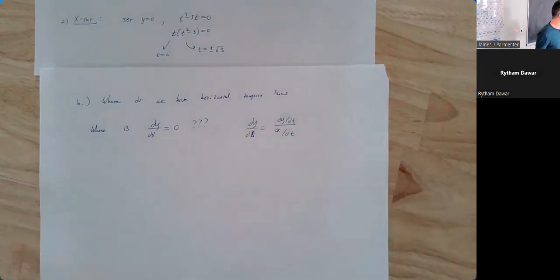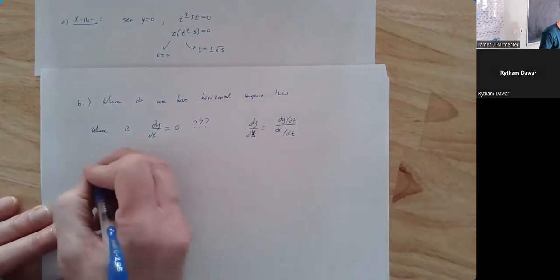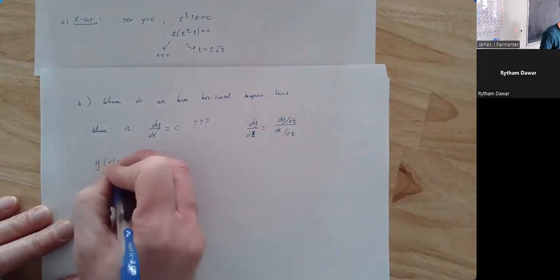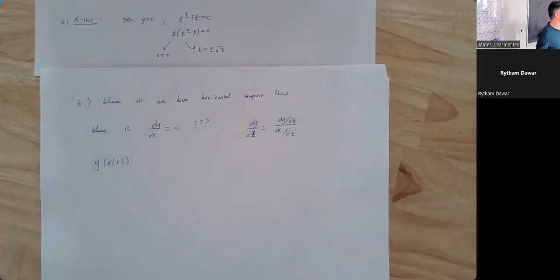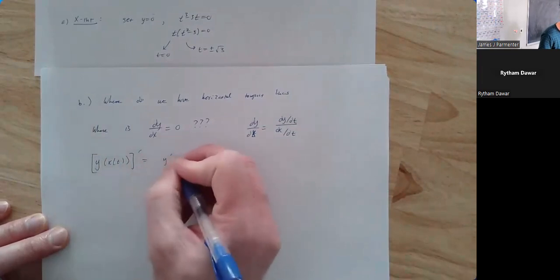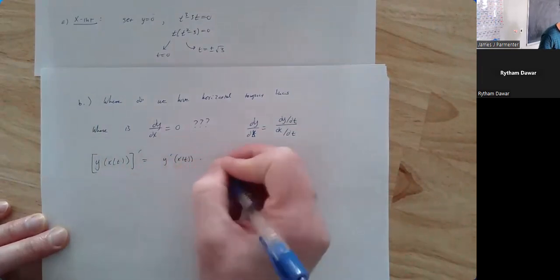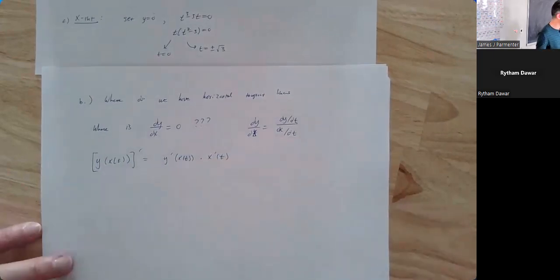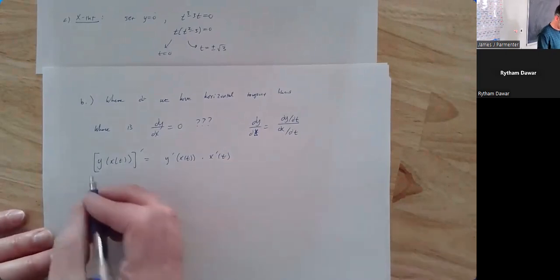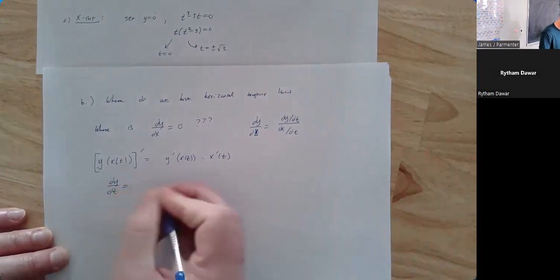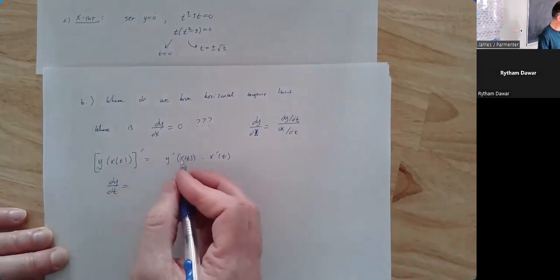It's really coming from the chain rule. So if we look at y as a function of x as a function of t, if you take the derivative of this using the chain rule, we get y prime of x of t times x prime of t. But if we write this in the more usual Leibniz notation, this is the derivative of the function y with respect to the variable t. This is the derivative of the function y with respect to the variable x.